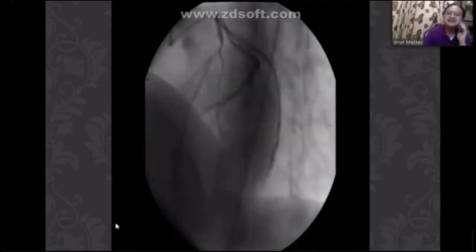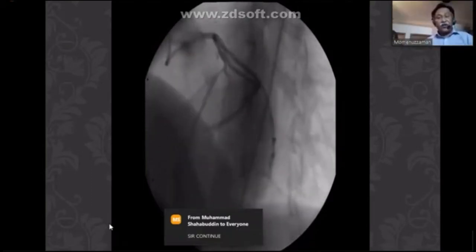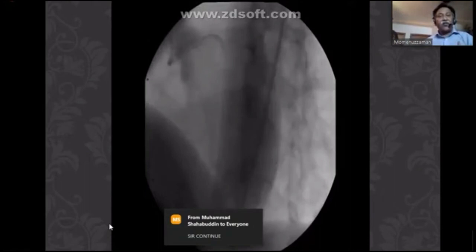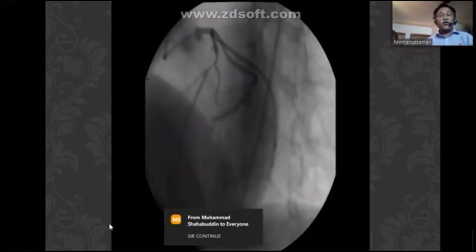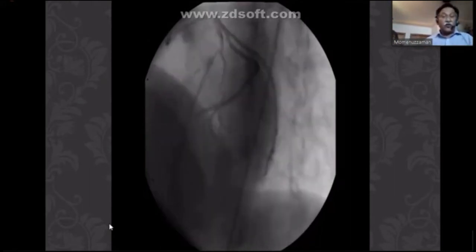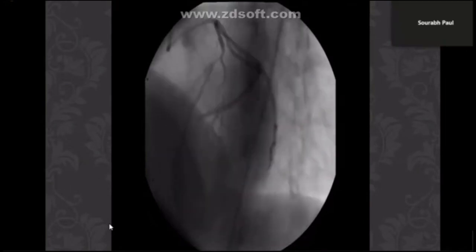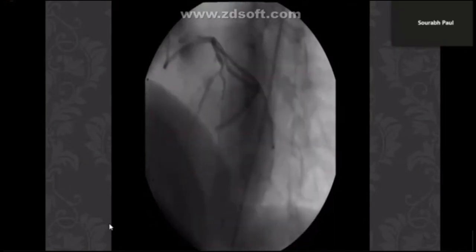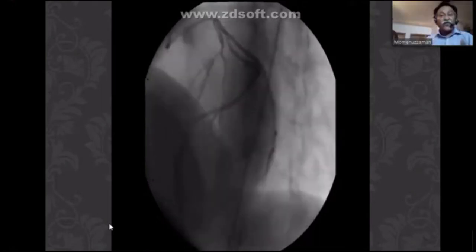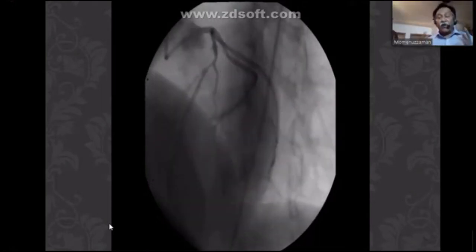The thing is that if that angiogram has been done perfectly, there is no need to come all the way from Cox's Bazar to here. And that is the reason I want to give more emphasis on doing a perfect angiogram.